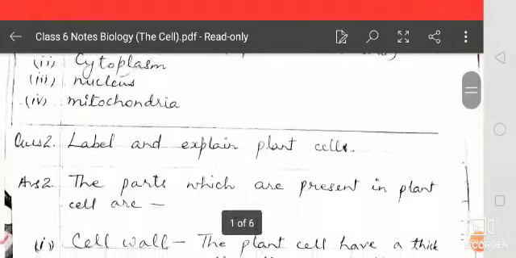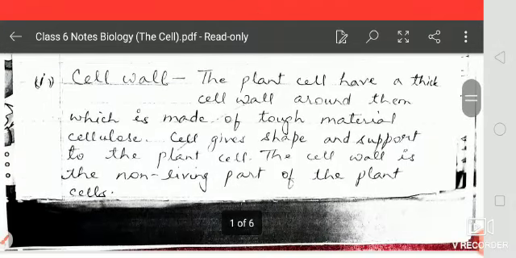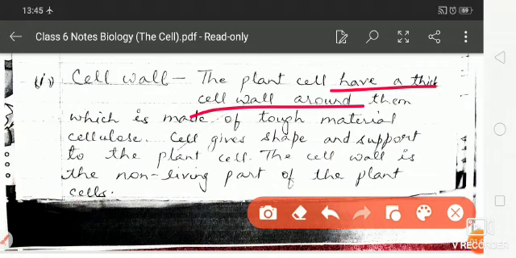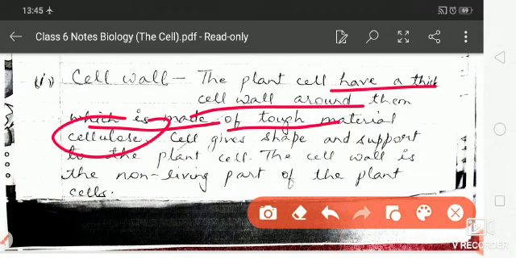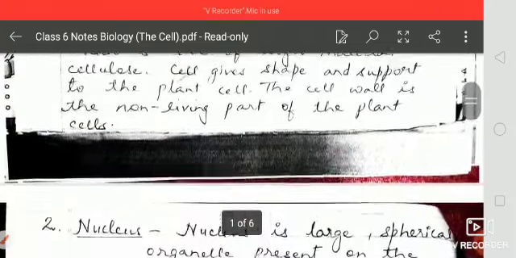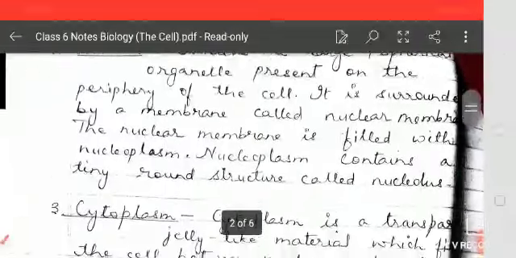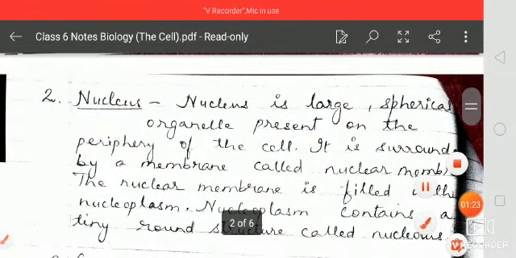Okay. So label and explain the parts here of plant cells. The parts which are present in plant cells, first, are the cell wall. So what is the cell wall? The plant cell has a thick wall around it which is made up of a tough material called cellulose, and it gives shape and support to the plant. That means the cell wall is the non-living part of the plant. It is very important. Next is nucleus.